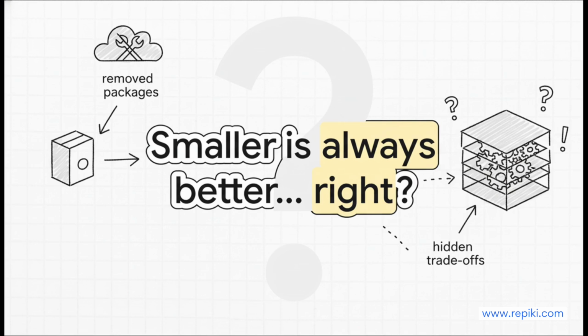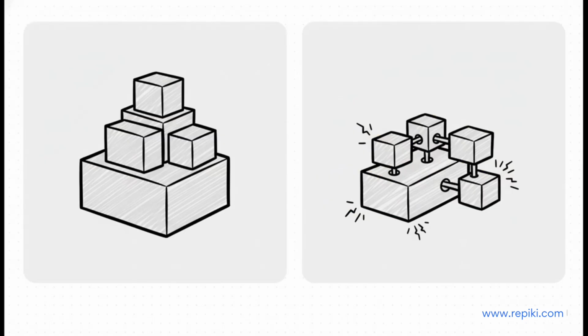See, Alpine's tiny size isn't just because they deleted a bunch of packages. No, it comes from a really fundamental design choice, a choice that has some pretty big and often invisible trade-offs. Okay, so here's the deal. It all boils down to the C standard library. Most of the Linux world, your Debians, your Ubuntus, they use a library called glibc. It's big, it's feature-rich, it's the standard. Alpine, on the other hand, uses musl.